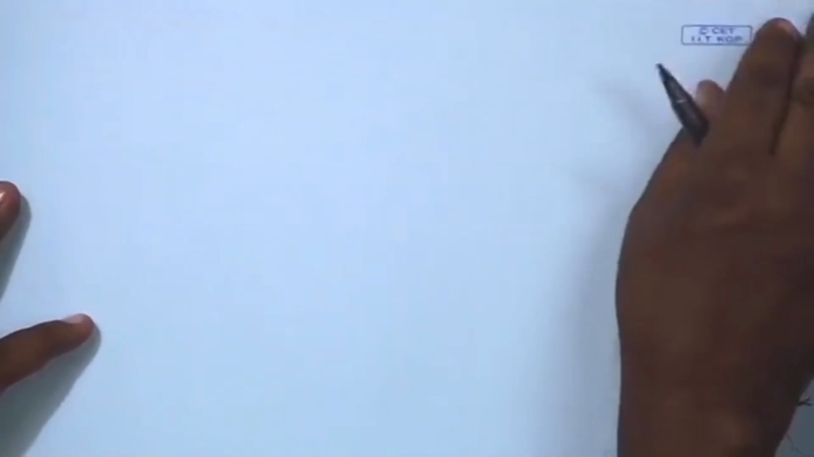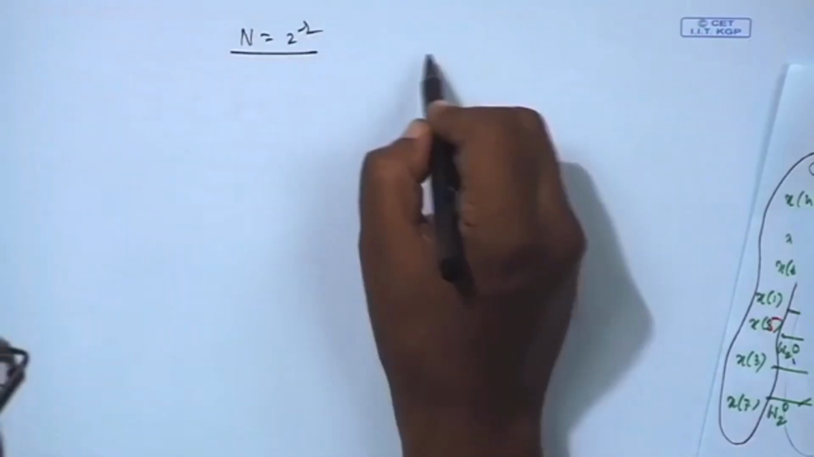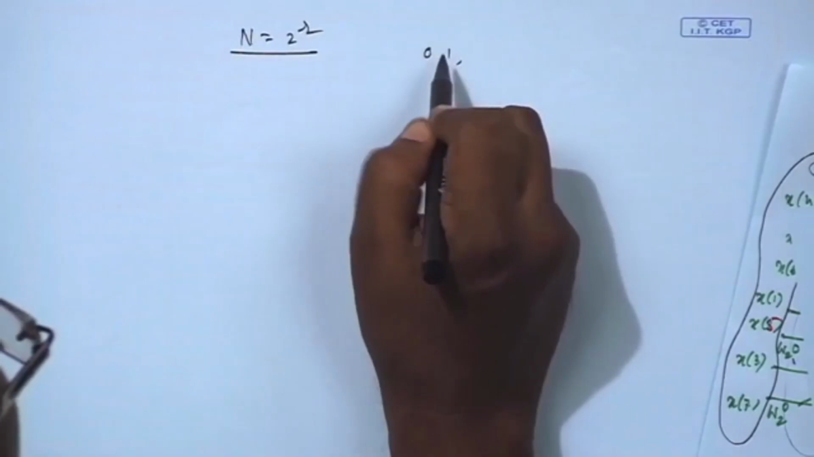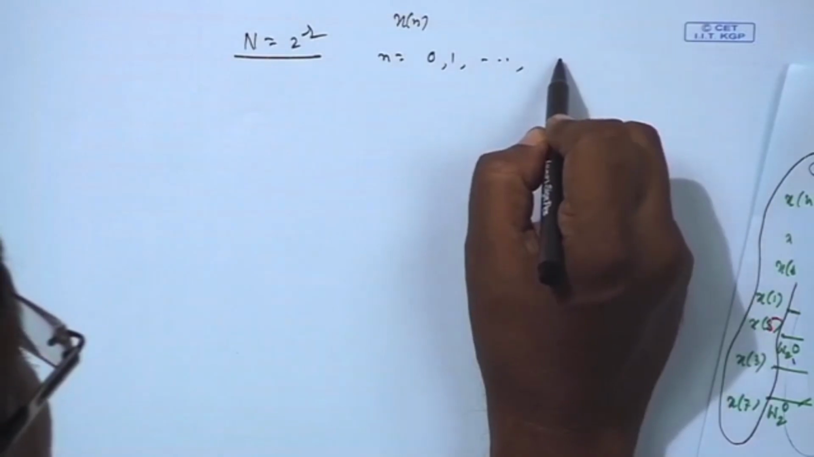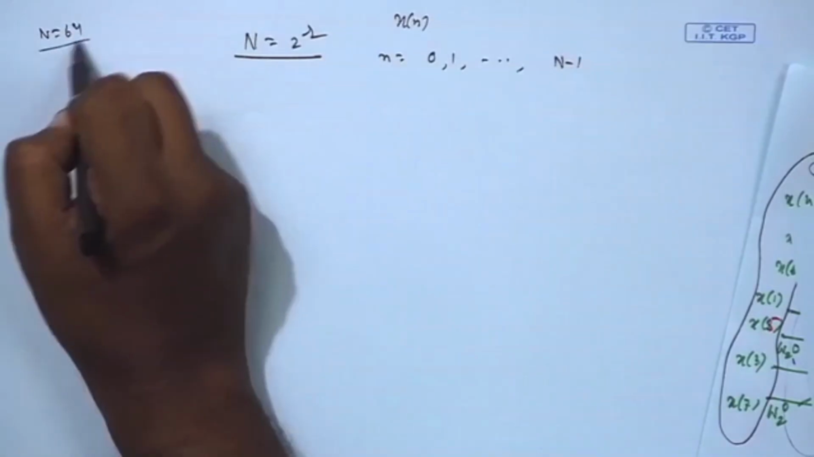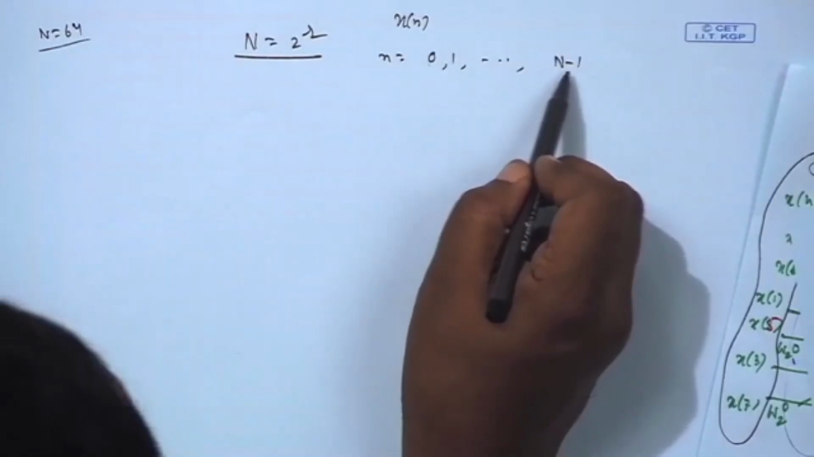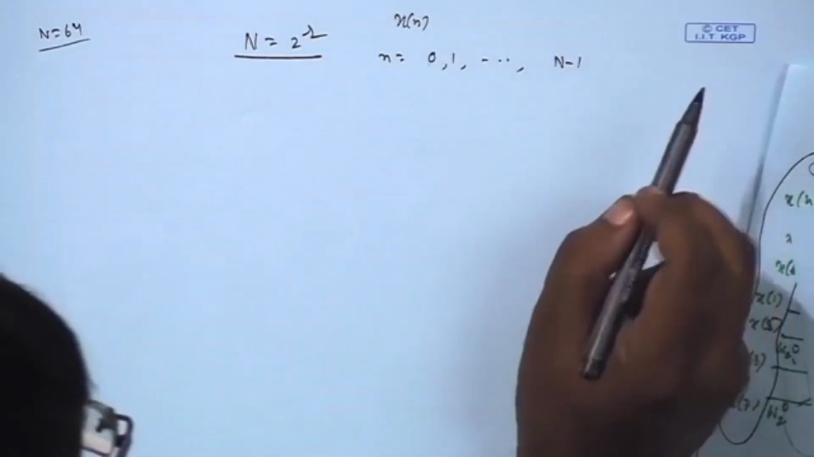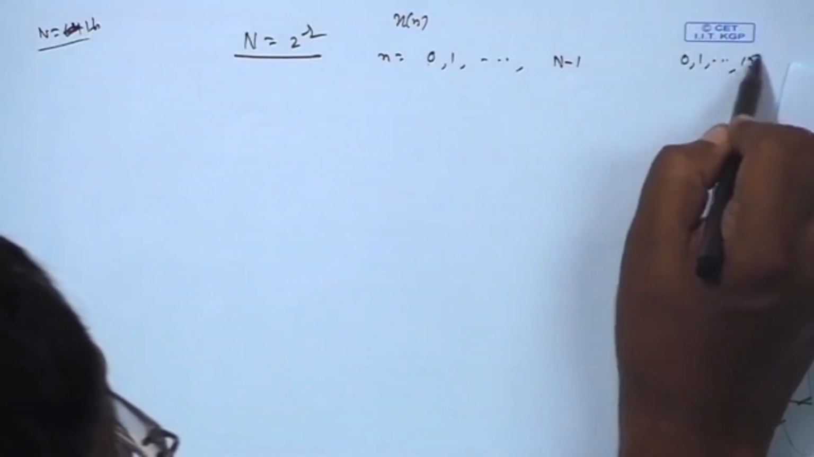Now, suppose your N is 2 to the power r. So, I have got numbers x0, x1, and the index n will be 0, 1, up to N minus 1. Suppose as an example N is 64, that is 2 to the power 6. So, it will be 0, 1 up to 63, or say N equal to 16. So, it will be 0, 1 up to 15.